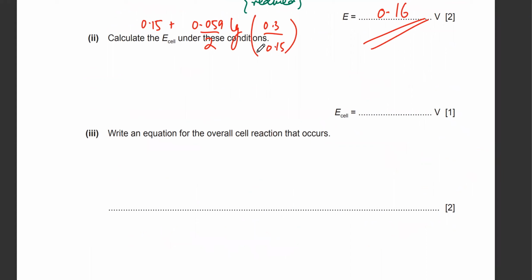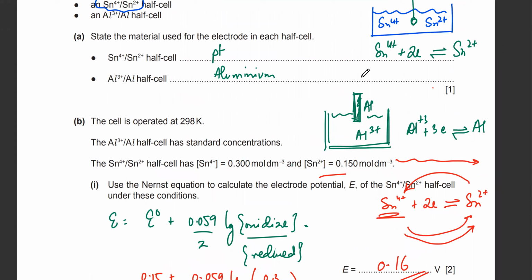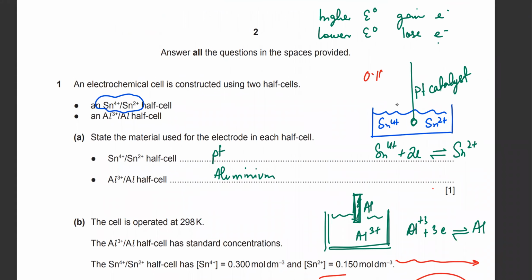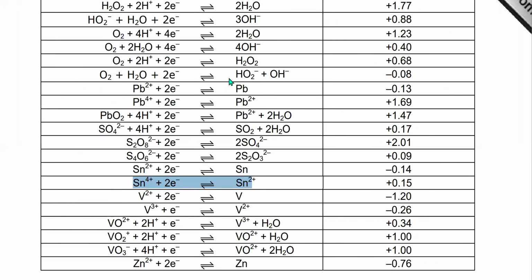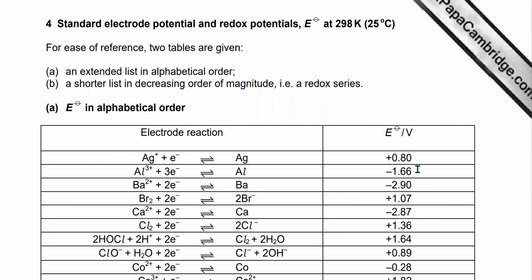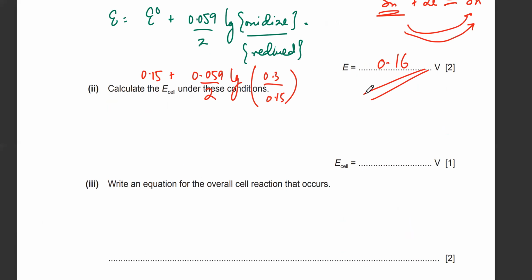Now calculate the E cell under these conditions. So you've got your two electrodes. The new electrode over here has a potential of 0.16 volts under the non-standard conditions. What is the potential for the aluminium electrode? It's probably in A. So it's minus 1.66. So what's the potential difference? Higher potential minus lower potential. So it's going to be 0.16 minus 1.66.